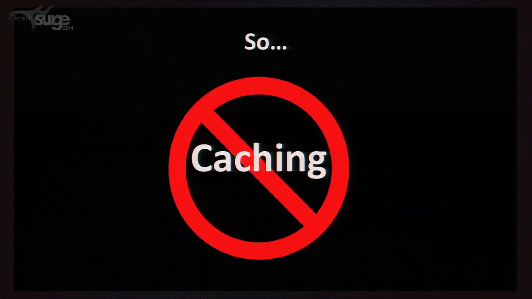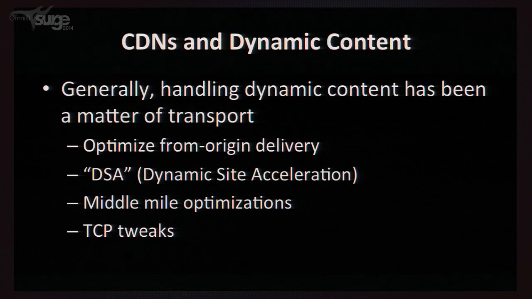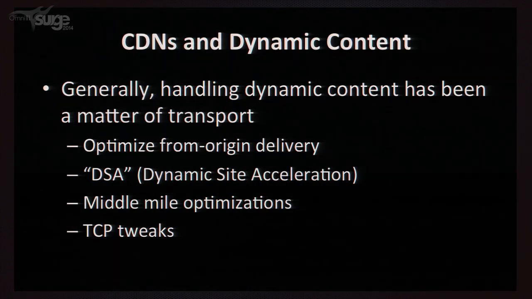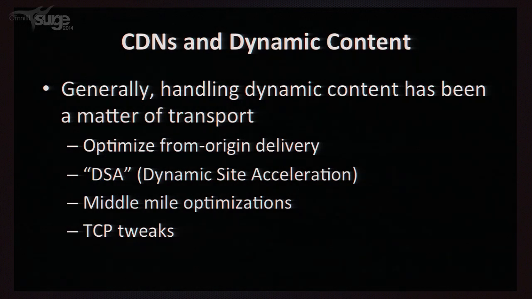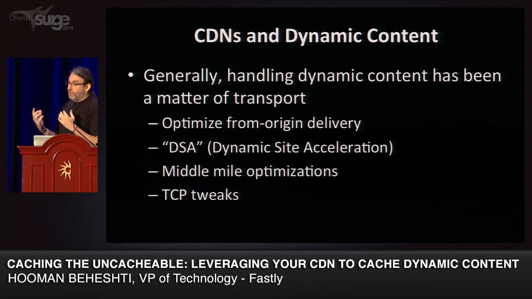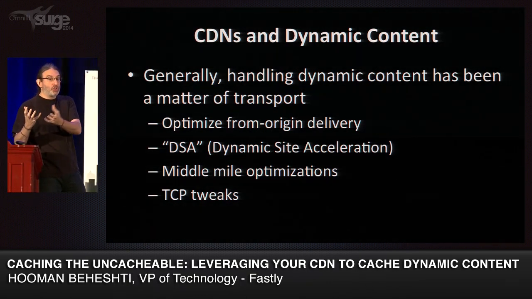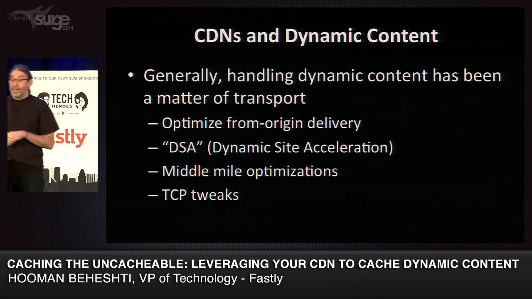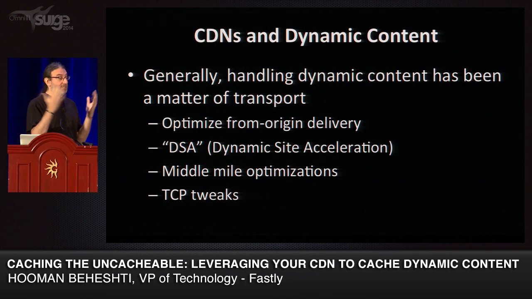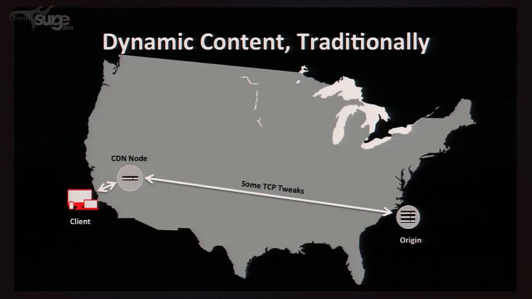Okay, so if we haven't been caching it, what have CDNs been doing all this time with dynamic content? What CDNs have been doing is essentially this notion of optimizing transport. You may have heard a term like DSA, dynamic site acceleration. I think of it as optimized from origin delivery, get things from the origin to a user that's far away as effectively as possible. This includes middle mile optimizations, it includes lots of TCP tweaks, and it kind of looks like this. Or this is one version of it.